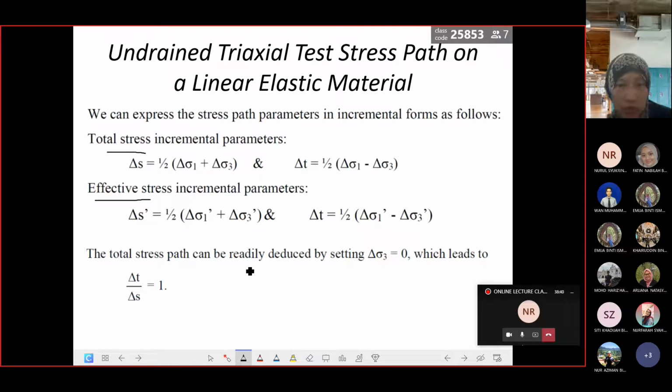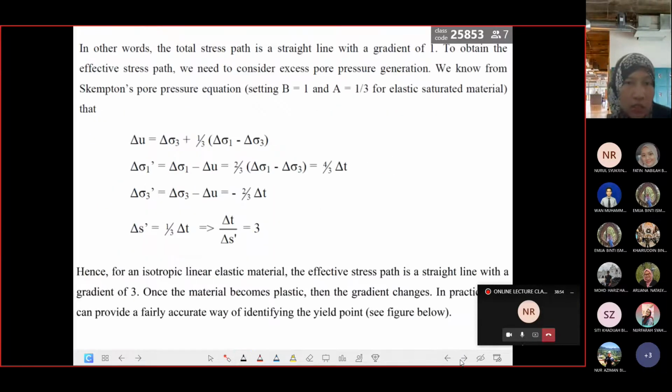Okay, the total stress path can be readily reduced by setting this delta sigma 3 to 0. So you can have the slope between delta T and delta S equal to 1 if it is in the total stress condition. Okay, next one. For different conditions, you are given a straight line with gradient 1. This gives the information on the effective stress path.